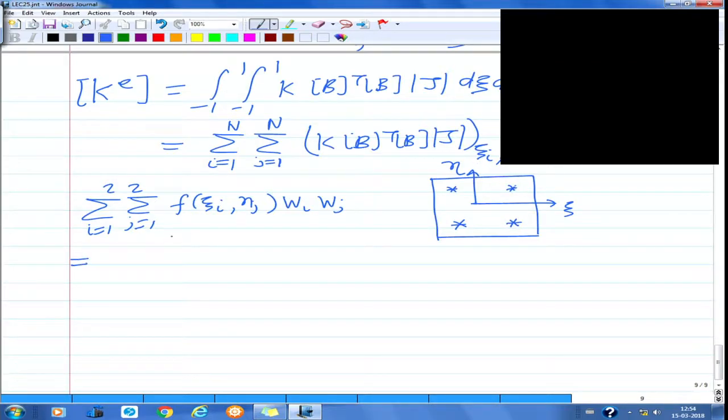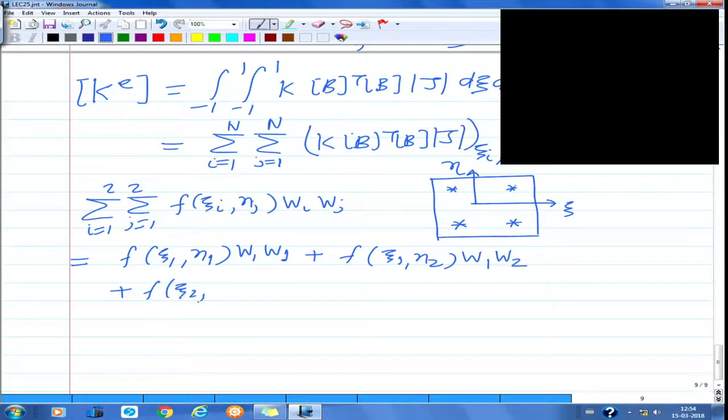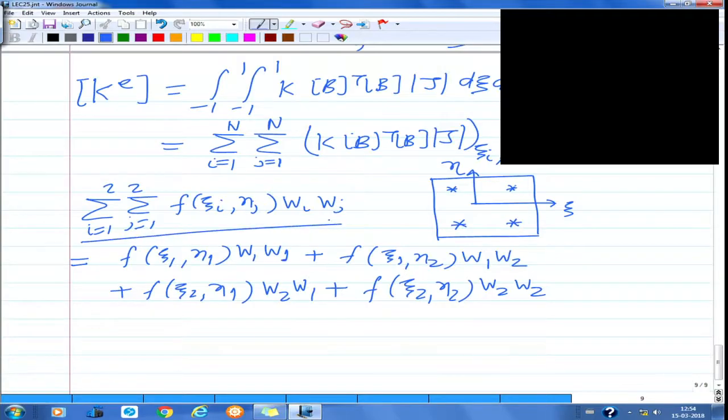So when you expand this, you take I equal to 1. So f of, you will have xi 1, and then the eta takes values 1 and 2. So xi 1 comma eta 1, then w1 into w1, and then for the same I equal to 1, j also takes value 2. So f evaluated at xi 1, eta 2, w1, w2, and then now I equal to 2. So f of xi 2, and then j takes values again 1 and 2. So this is eta 1, w2, w1, plus you will have f evaluated finally at xi 2, eta 2 into w2 into w2. So this is a simple expression if you look at it like this.